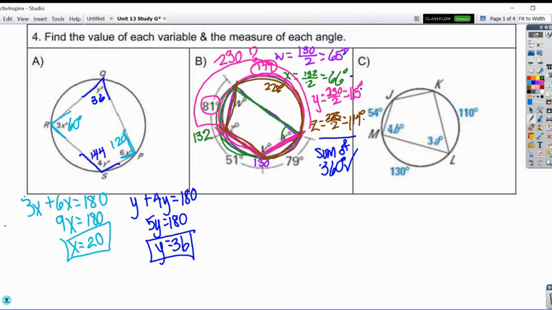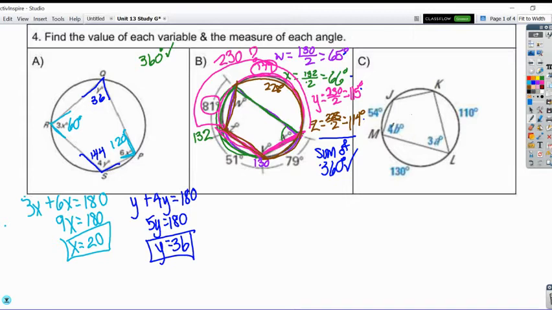Again, you do have the option to check your answer. 60 plus 36 plus 120 plus a 144 gives you, oh yeah, there it is, 360 degrees. So check those work. Your arithmetic and your algebra are on the right track. So we come on over to part C then, another inscribed quadrilateral now.